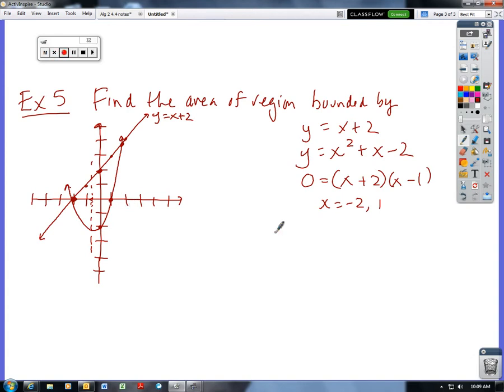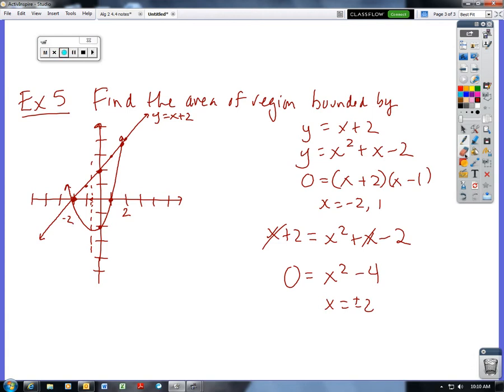So we'll set the two equations equal to each other. X plus 2 equals x squared plus x minus 2. This is nice. Those x's are going to cancel out. And I'll subtract the 2 across, so I'm going to get negative 4. And sure enough, that means x is plus or minus 2. So indeed, this is x equals 2, and this one was negative 2 where they cross there. Going from negative 2 to 2.